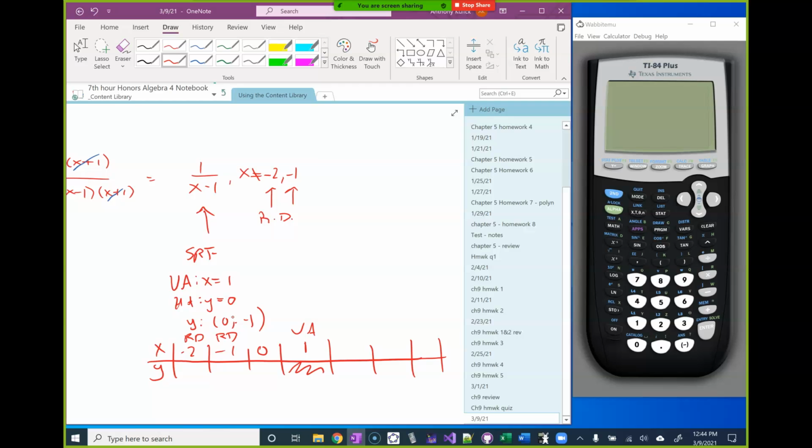And now to get the y coordinates, I'll just plug the x's back in. So 0 we already did. We know that's -1. If I plug -1 in, I get -1/2. If I plug -2 in, I get -1/3. If I plug +2 in, I get +1. If I plug +3 in, I get +1/2. If I plug +4 in, I get +1/3. So far, so good?